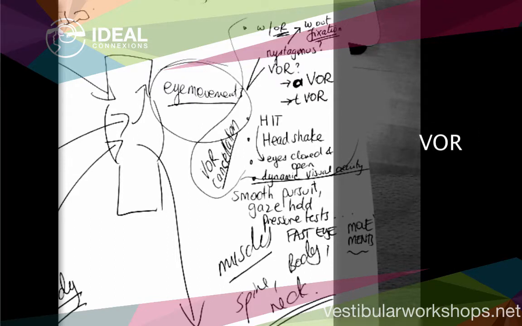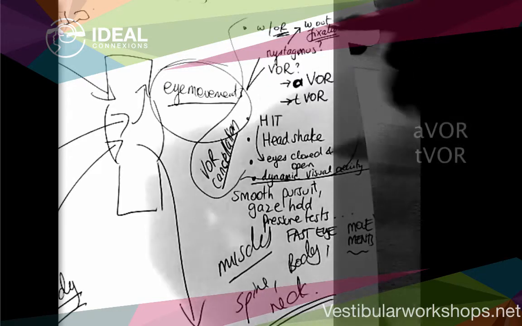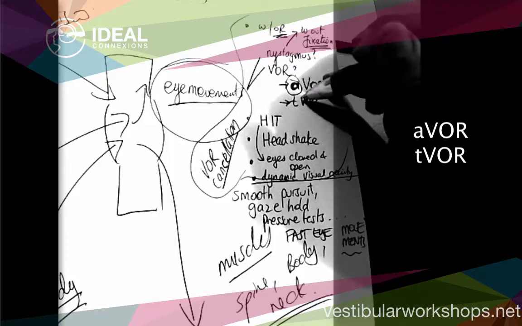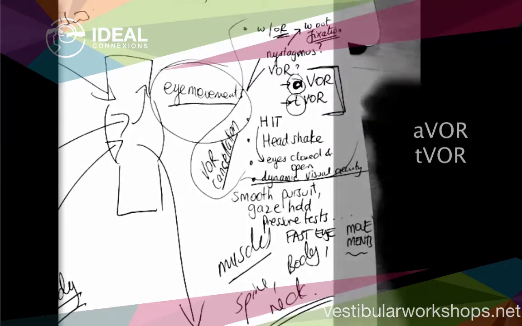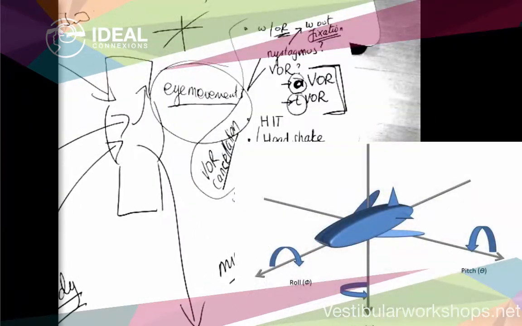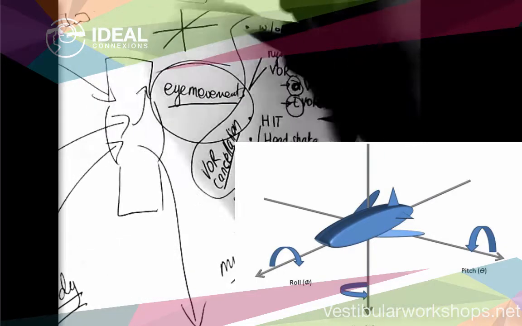Secondly, you can check the VOR, and that's just turn the head to one side and see if the eyes stay where they are. And the A is for angular and T is for translational. So we're just covering those two different planes off. And the planes, incidentally, look like this. They're what's called your Cartesian planes. So we'll go into that a little bit further in another talk.